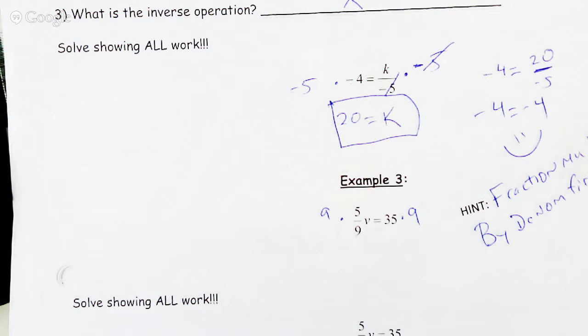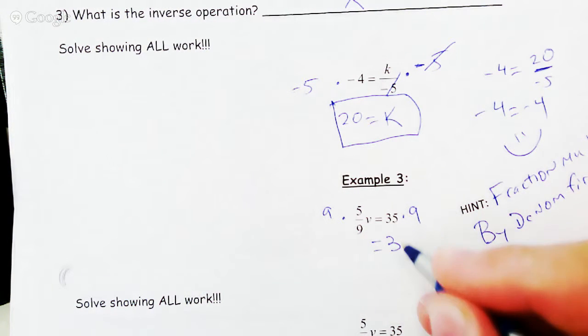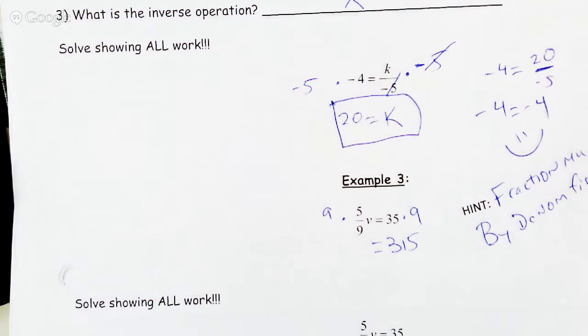Somebody help me out. 35 times 9. This is a great time. Take your calculator out real quick. I don't know that one off the top of my head. You probably don't know that one off the top of your head unless you happen to memorize this last night. 315. Okay. So on this side, I got 315. This is where I want you to stop and think. What is left over here? Talk to the person sitting next to you. Talk to somebody already. What is left over there?